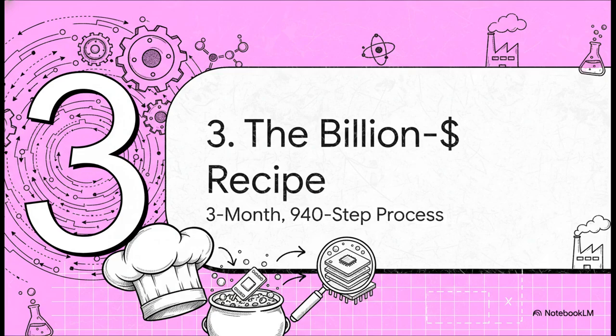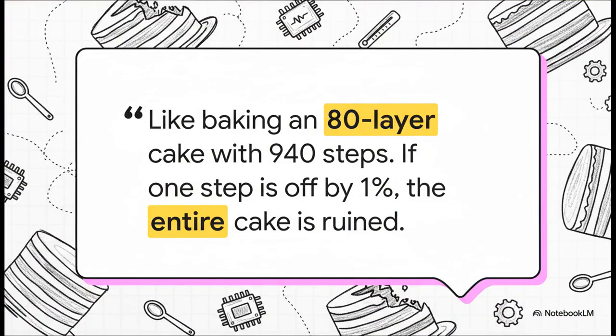Okay, so we know what we're building, but how in the world do you actually build it? Well, the manufacturing process is like an incredibly complex, high-stakes recipe. I just love this analogy from the source material. It's like baking an 80-layer cake that takes 3 months to make and has nearly 1,000 steps in the recipe. The level of precision you need is absolute. If any single measurement, any temperature, or any timing is off by even the tiniest fraction, the entire batch, which is worth a fortune, is completely ruined.